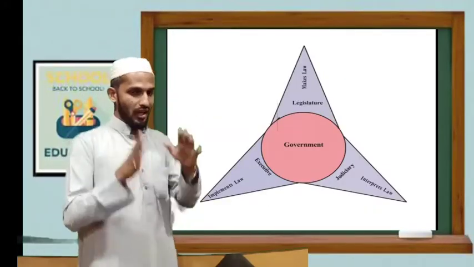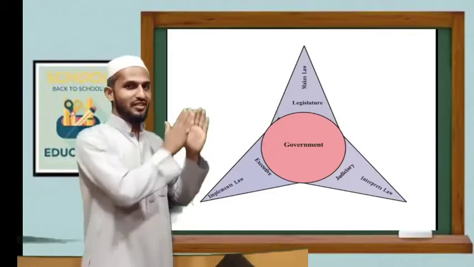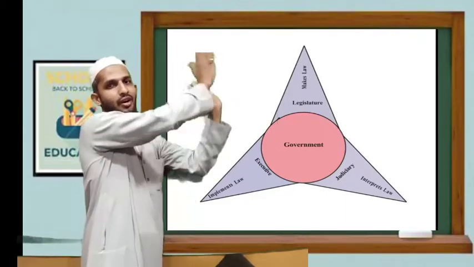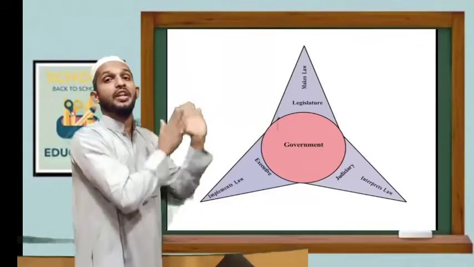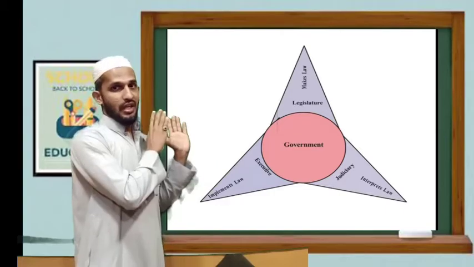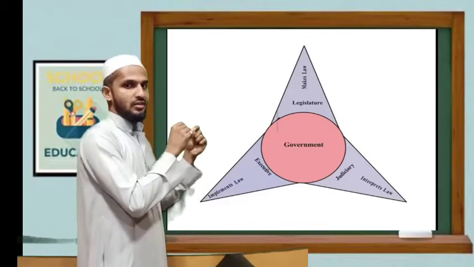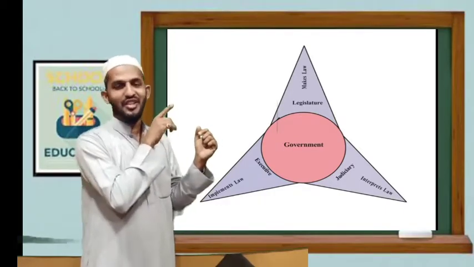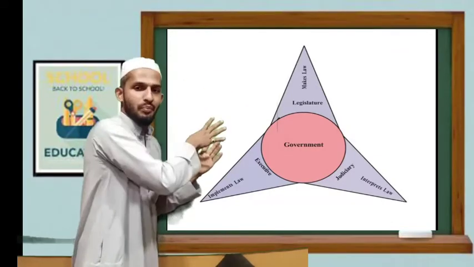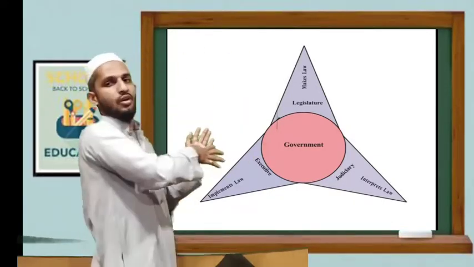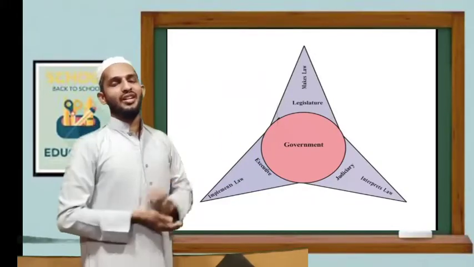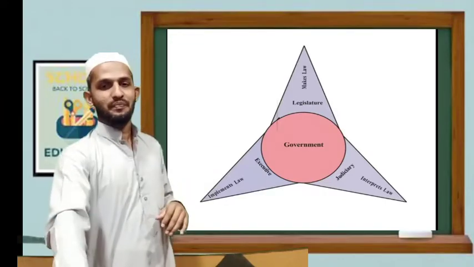So let's go to the first. In this picture, we can simply understand that each and every organ of the government is very important. Without one, the other three cannot live. The speciality of this picture is that it shows the three organs are very important. Only if all three organs are present will the functioning of the government run smoothly.